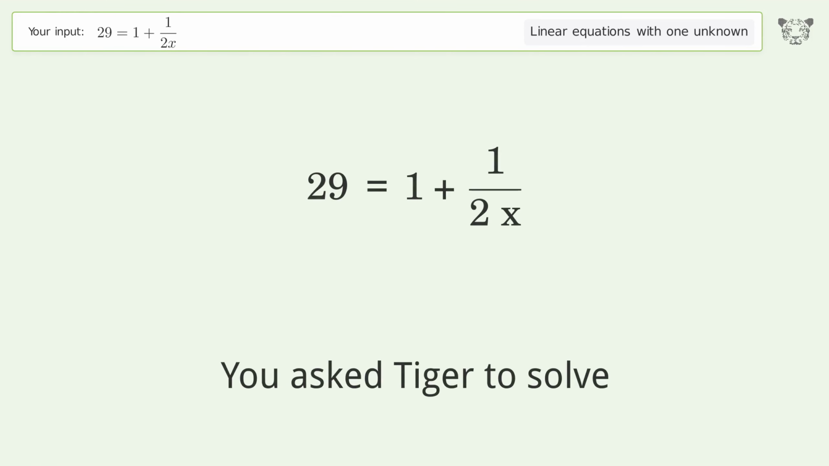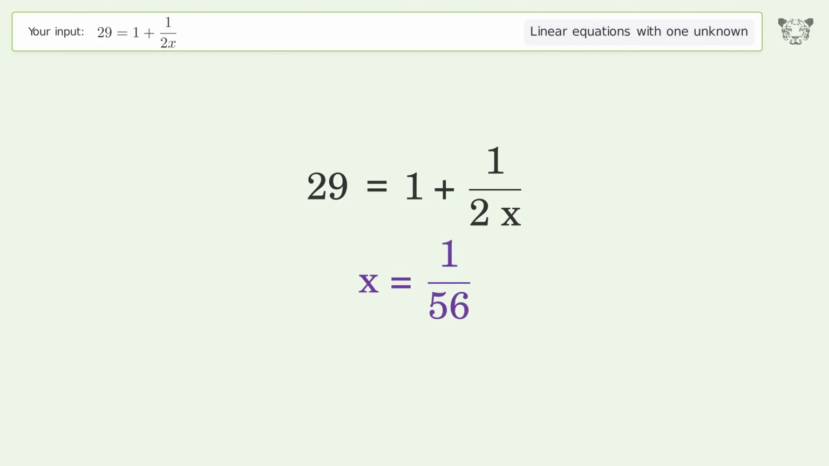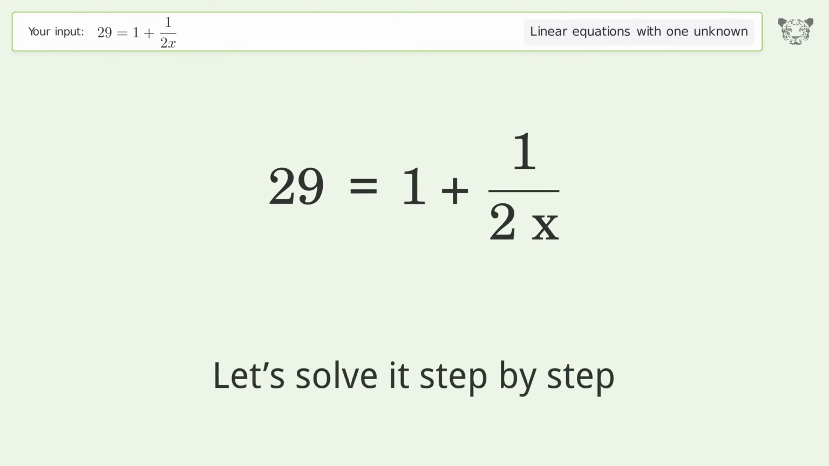You ask Tiger to solve. This deals with linear equations with one unknown. The final result is x equals 1 over 56. Let's solve it step by step.